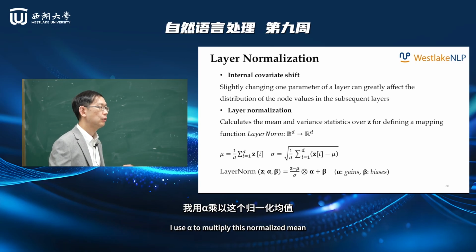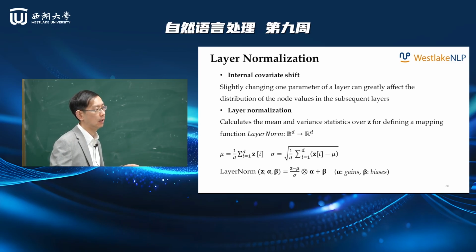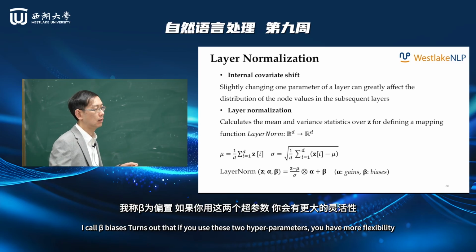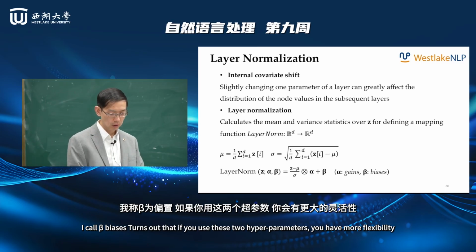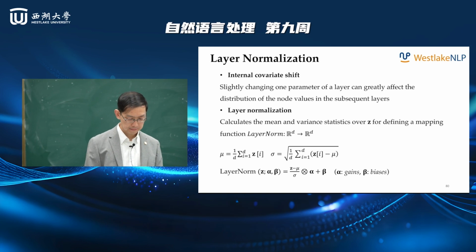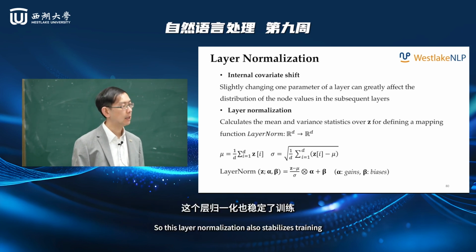I use alpha to multiply this normalized vector. I call alpha gains. And I use beta to add to these normalized vectors. I call beta biases. Turns out that if you use these two hyperparameters, you have more flexibility. So this layer normalization also stabilizes training.